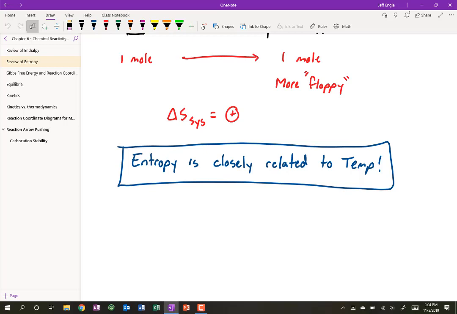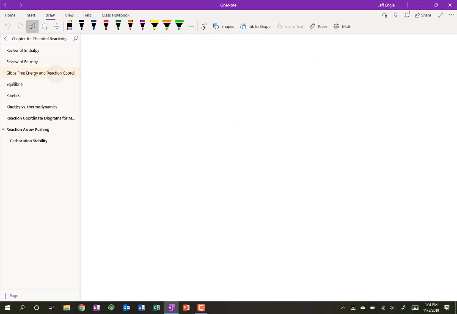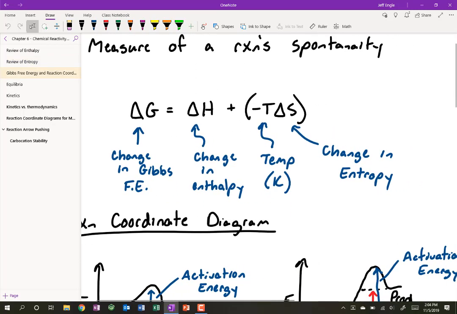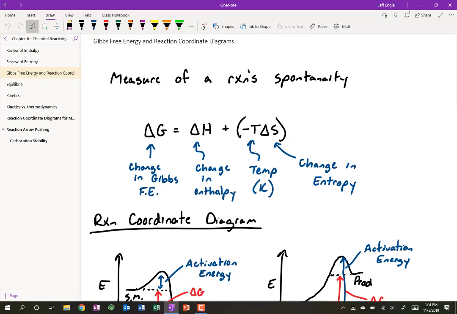We said that entropy is closely related to temperature. And then to tie both of those two concepts together, meaning enthalpy and entropy, we look at Gibbs free energy. This tells us how spontaneous a reaction is. Does a spontaneous reaction necessarily mean that a reaction's quick? Nope.